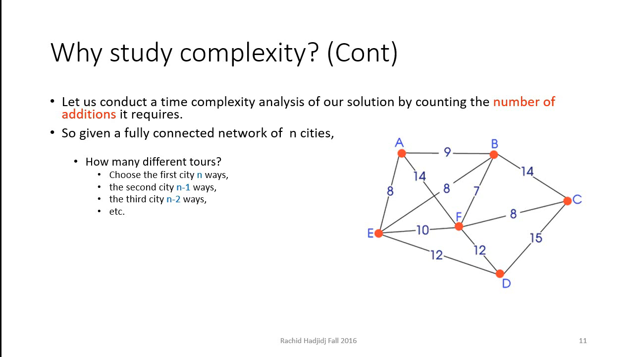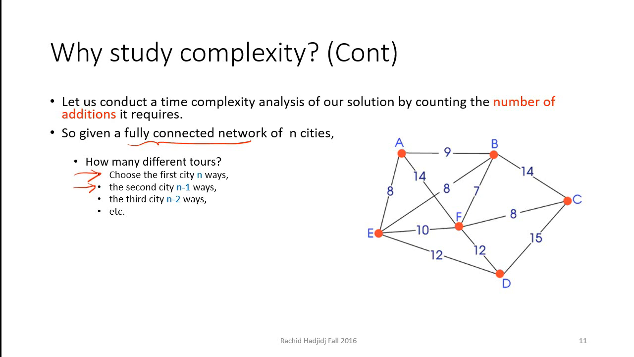To find the number of possible tours, we need just to count the number of choices we have to build a tour. For simplicity, we assume that the network of cities is fully connected. This means that there is a direct road that connects each pair of cities. To build a tour, first we need to choose the city to start from. We have n cities, so we have n choices for the first city. After that, we need to pick the next city to go to. Since we picked already one city, what remains is n-1 cities for the second city.